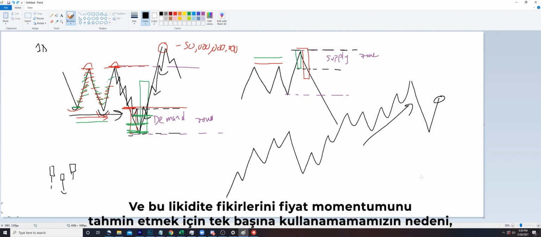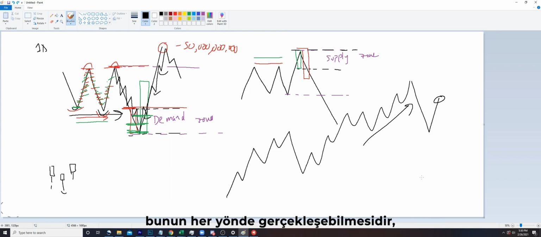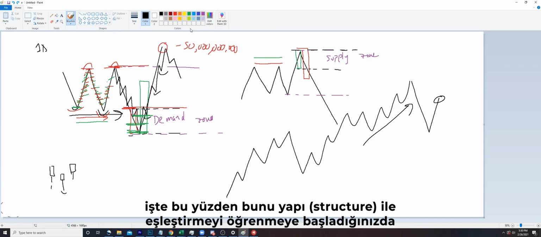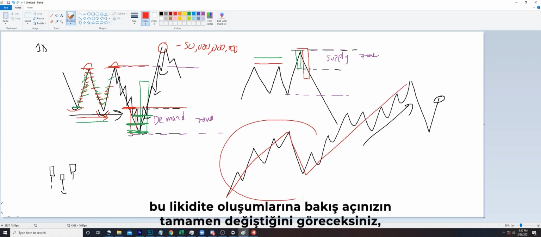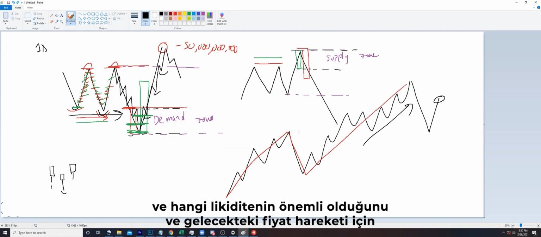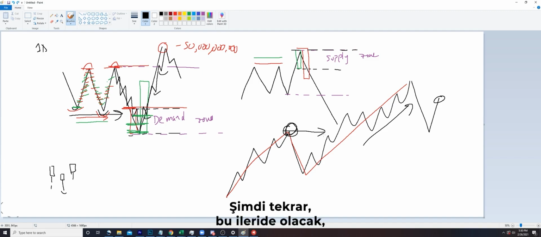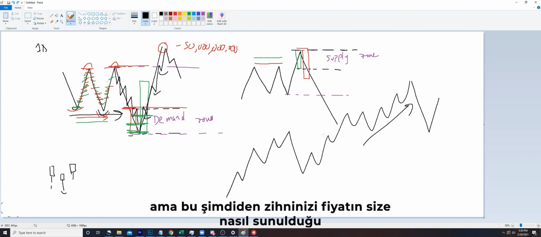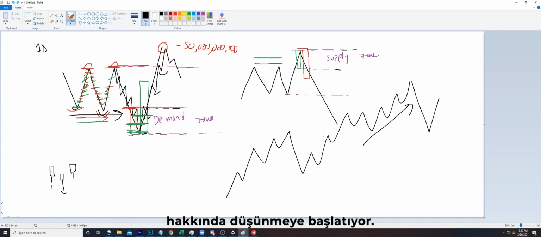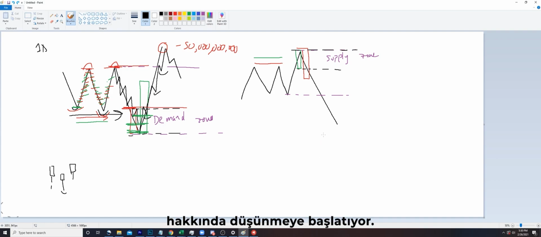And the reason that we can't just use these ideas of liquidity to predict price momentum is because they can happen in every direction, which is why you'll begin to learn that partnering it with structure, right, is going to completely change how you view those liquidity creations, and you'll start to know which liquidity is important and which one you need to target for future price action. Now, again, that's going to be down the line, but this is already starting to get your mind thinking about how price is delivered to you.